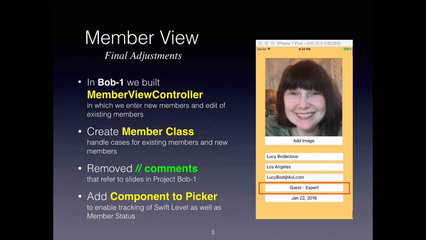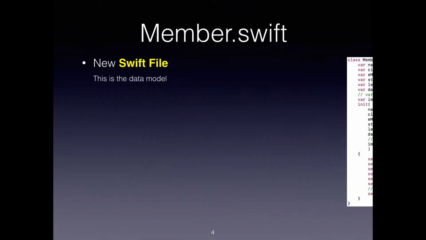In the case of guest and expert, we'll have a picker with 2 cylinders now. When we did Bob1, we only had 1 cylinder because we wanted to keep it simple. Now we're getting a little more sophisticated. So these are the things we're going to be doing as we start.